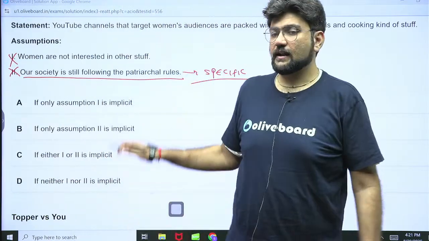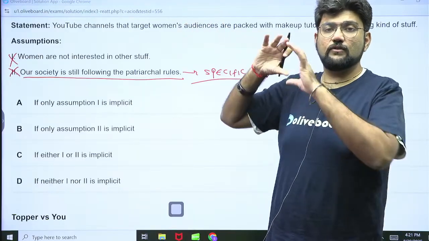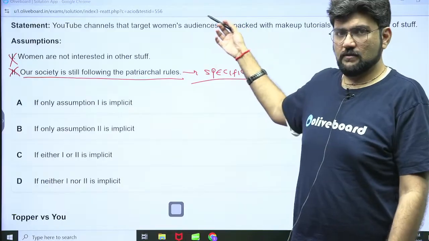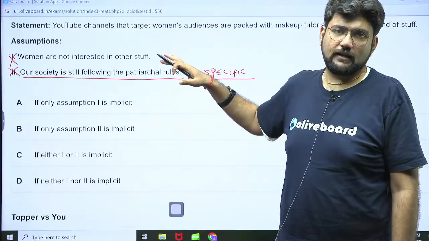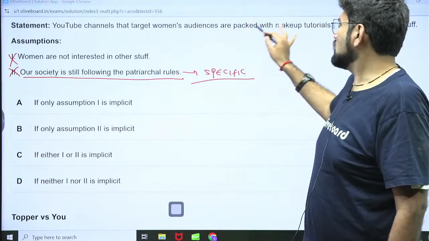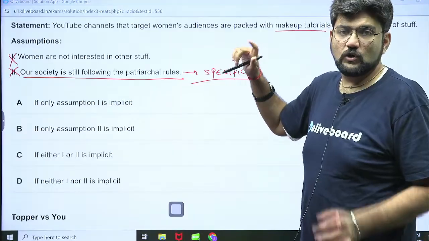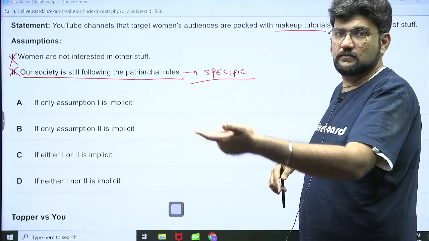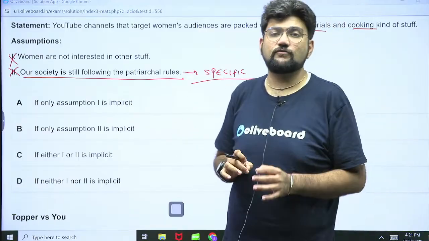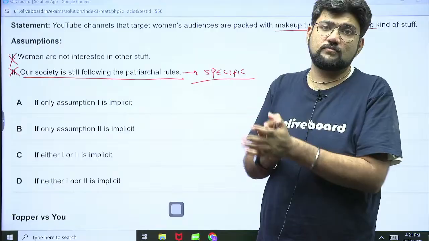Okay, this would have been right if there was some context about patriarchy here in the statement. Probably they would have given you a 2-3 line statement where they would have first spoken about patriarchy and then given you this example. So probably you might have thought like this. Okay, but understand, patriarchal rules still don't define women with cooking and makeup tutorials only. No, don't connect feminism with patriarchy. Okay, so this is not right, and this is very specific. Always remember, assumptions have to be very, very basic and obvious, that okay, this looks like an assumption.